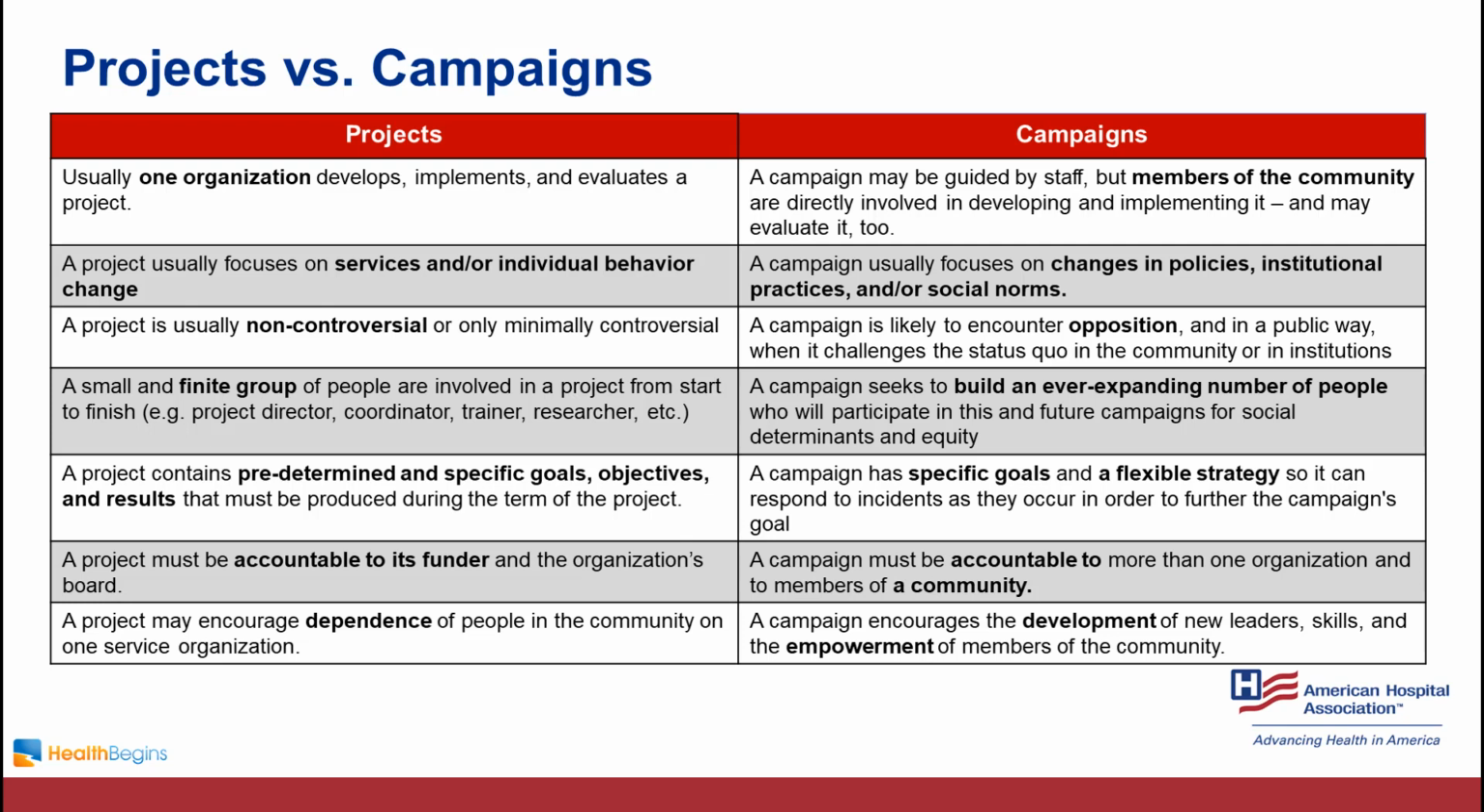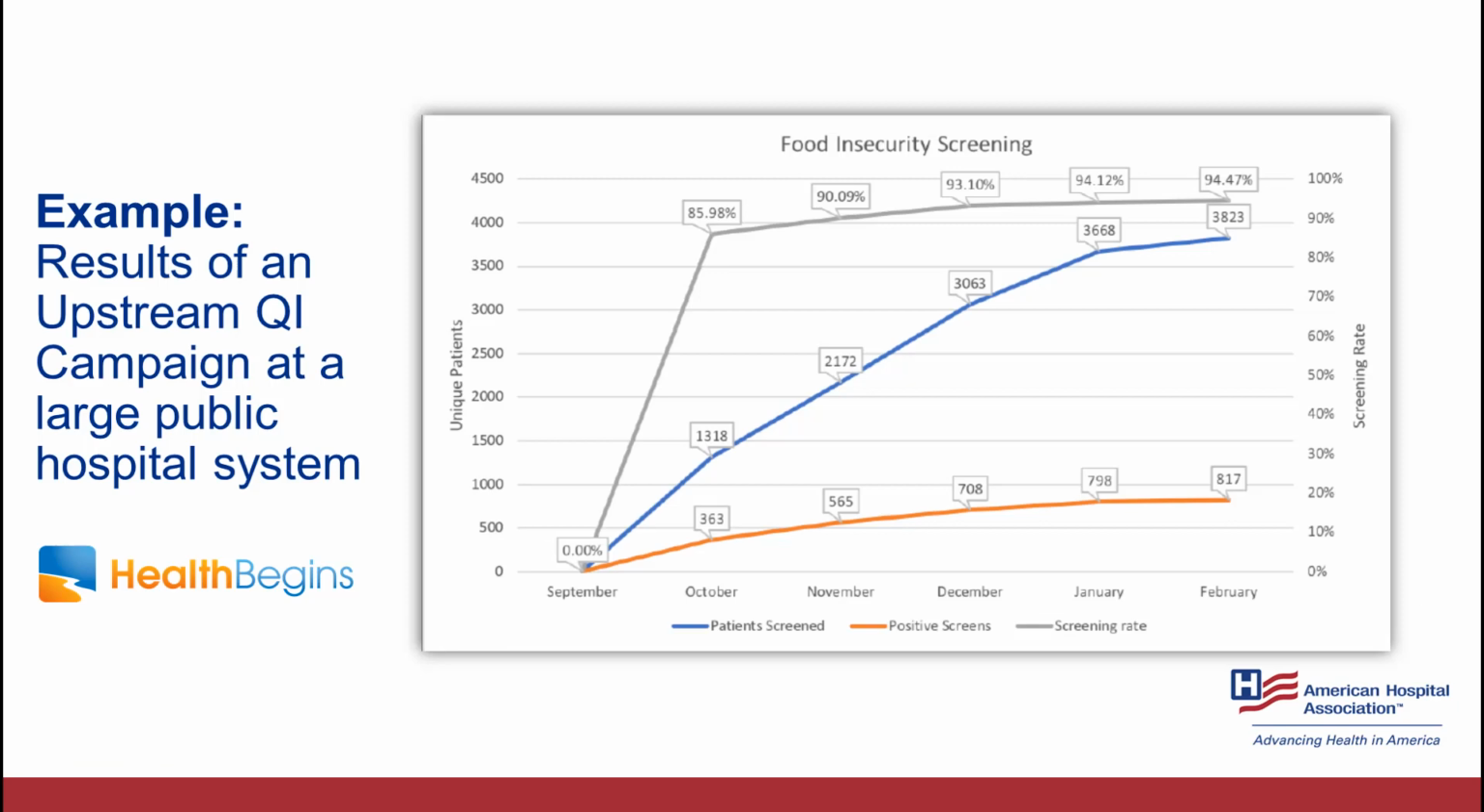And it's really not to say that a project is not a place to start. You might very well start with a project as part of your campaign. The campaign might be made up of multiple projects, but we like to differentiate between the two and really use that upstream QI campaign as something to really get behind to transform the work and the care for your patients. So let's look quickly at an example of an upstream QI campaign. This is the work of an FQHC within a large public hospital system.